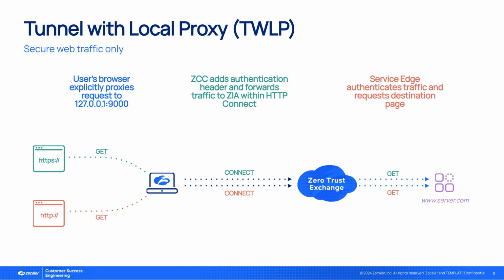Tunnel with local proxy is a legacy forwarding method that uses the user's browser to explicitly proxy all requests to localhost on port 9000. This traffic is then routed through ZCC, which adds an authentication header and forwards it to the service edge inside an HTTP tunnel. As with Z-tunnel 1, this will only secure web traffic.